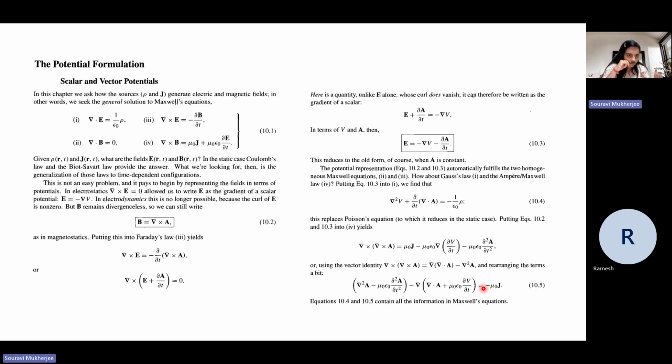options. Okay, so now let us move forward. As of now, we know how the magnetic field and electric field can be written in terms of the potentials, and this is how the Maxwell's equations would look.